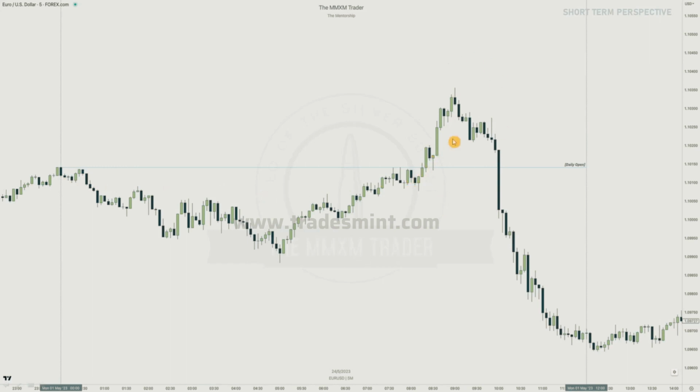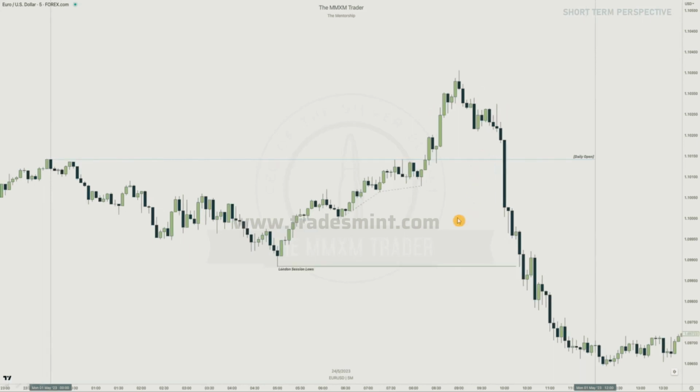So that 8 a.m. to 12 p.m. sweet spot, our kill zone, and we're going to be talking about what happens over here. So what do we want to be targeting, right? We're always looking for those failure swings, those engineered lows, those engineered liquidity highs. And in this occasion, we're looking for a bearish reversal during New York session. So we're going to be looking for failure swings on the low side.